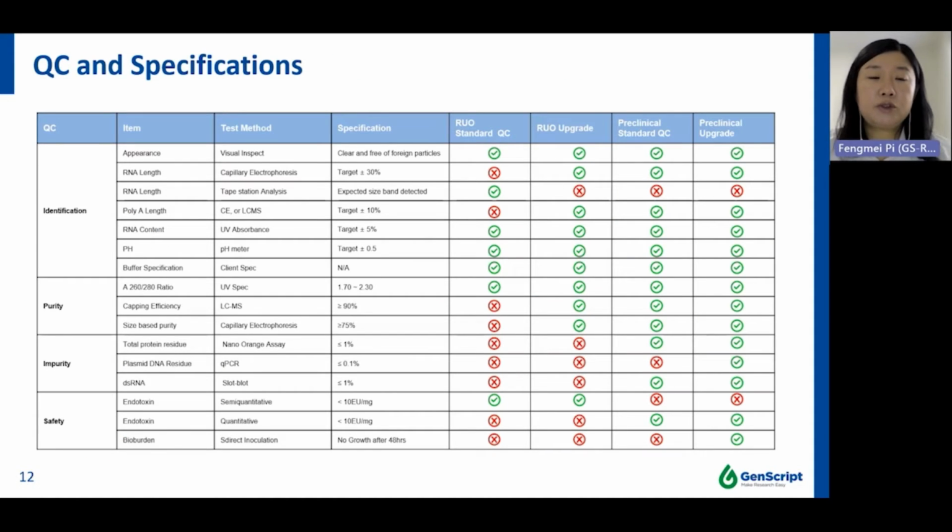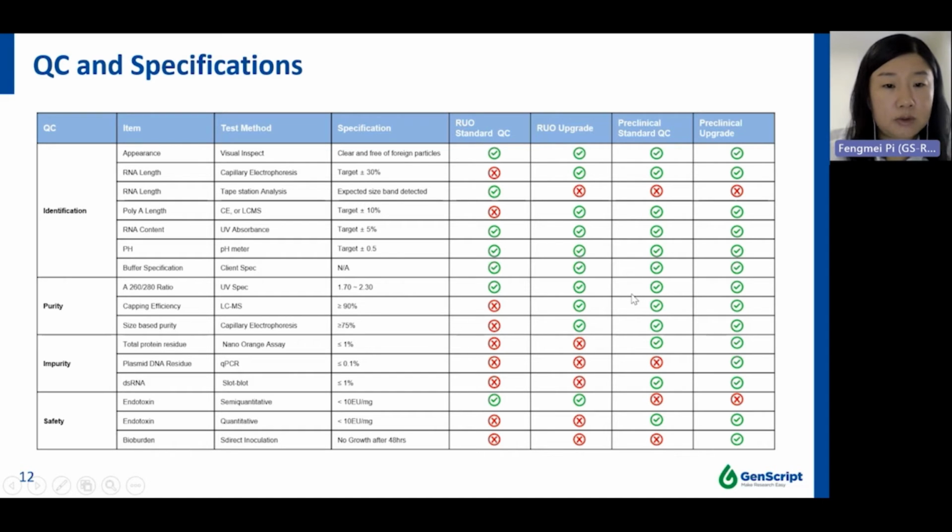And lastly, I want to introduce the QC specifications. That's quite important for mRNA therapeutics development. At RUO grade, we will do default run agarose gel or TapeStation analysis to confirm the RNA quality, that is the right length and single bands. And we also measure the concentration by UV and make sure there's no endotoxin, less than 10 U per mg.